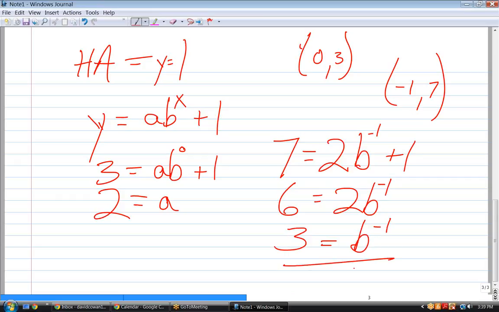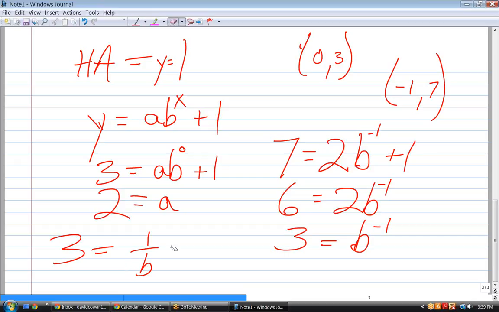How do you solve that right there? Oh, b equals 1/3, because you multiply by negative 1, right? Well, there's a couple of ways to do that. We could say 3 equals 1 over b, which means b equals 1/3.